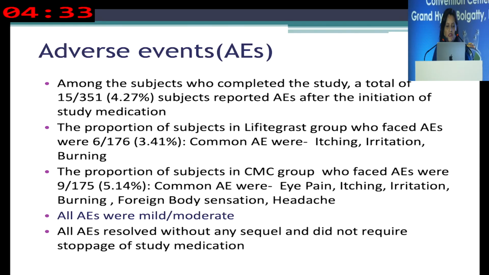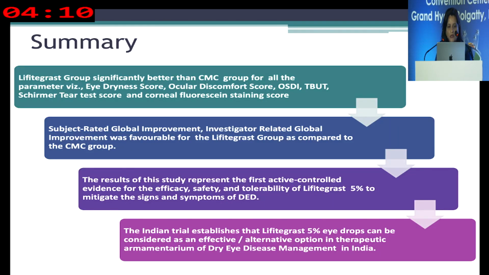If you look at the adverse events, they were present with both groups. The proportion of subjects in the liftigrast group who had adverse events was 3%, with itching, irritation, and burning, and in the CMC group it was 5%, where foreign body sensation and headache were also present additionally. However, all of these were mild to moderate and they resolved without any sequelae.